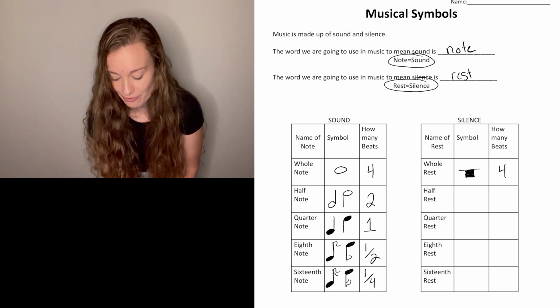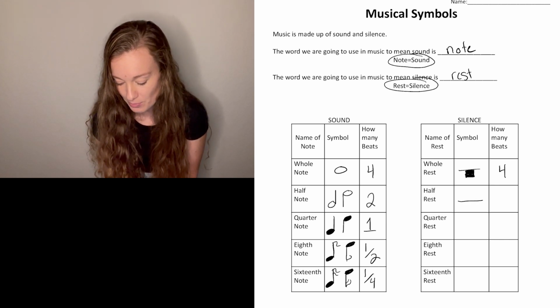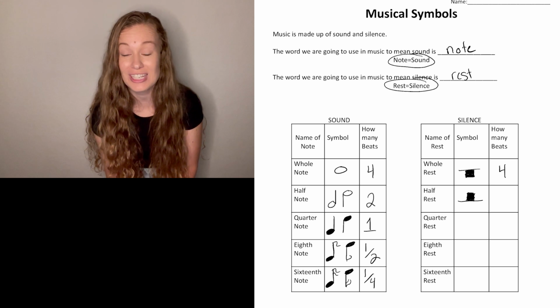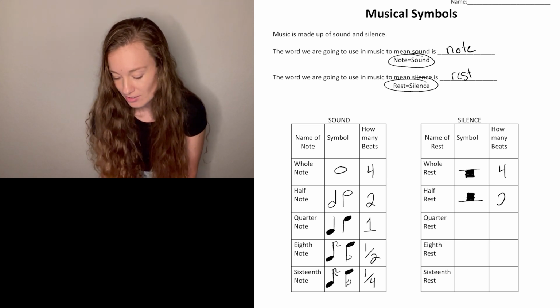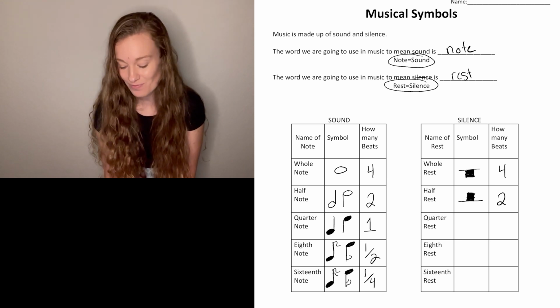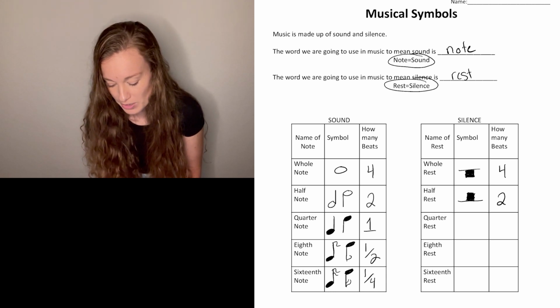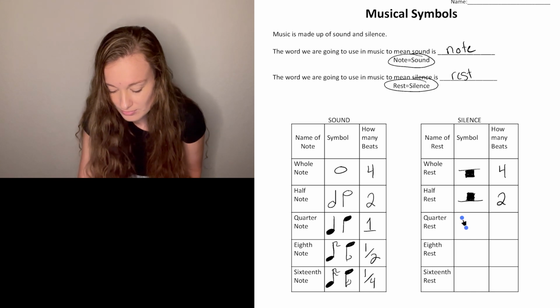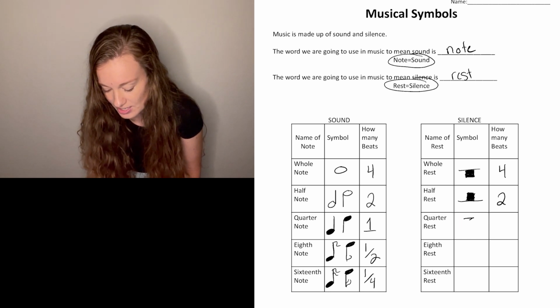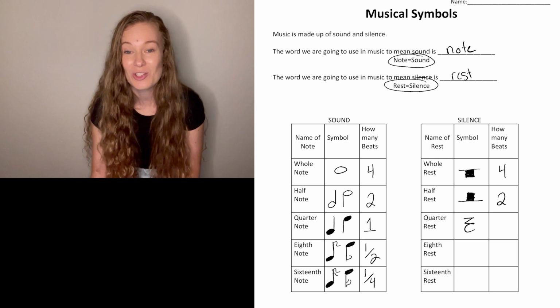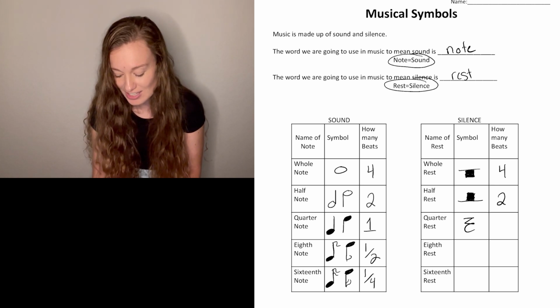The next one, our half rest. We're going to do our line, and this time the box is going to go on top. It kind of looks like a hat. And this one, just like the half note, is going to take up 2 beats. 2 beats of silence. Now our quarter rest, this one's a little tricky. So watch me. It's going to go Z and then a C. Z, C, just like that. So that is our quarter rest, and that's going to take up 1 beat, and that's going to be 1 beat of silence.